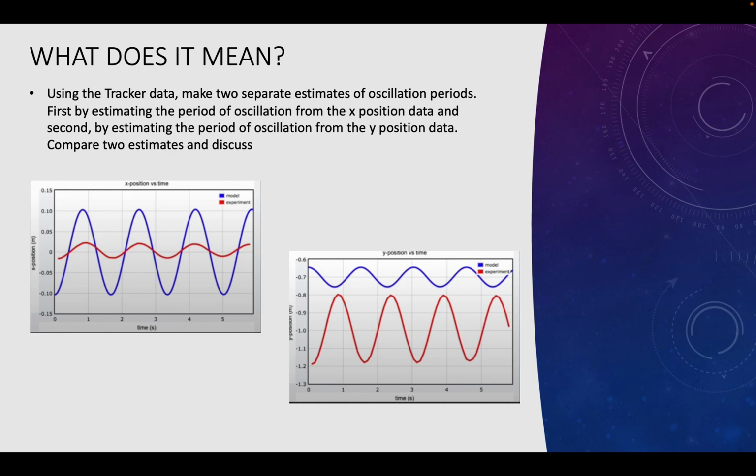Lastly, we made two separate estimates of oscillation periods. First, by estimating the period of oscillation from the x position data, and second, by estimating the period of oscillation from the y position data. When comparing these, we see that the x position versus time graph more closely matches our model, and therefore we calculated the period estimate using x to be 1.5 seconds, the spring constant to be 4.67 newtons per meter, and the relaxed spring length to be 0.0356 meter.